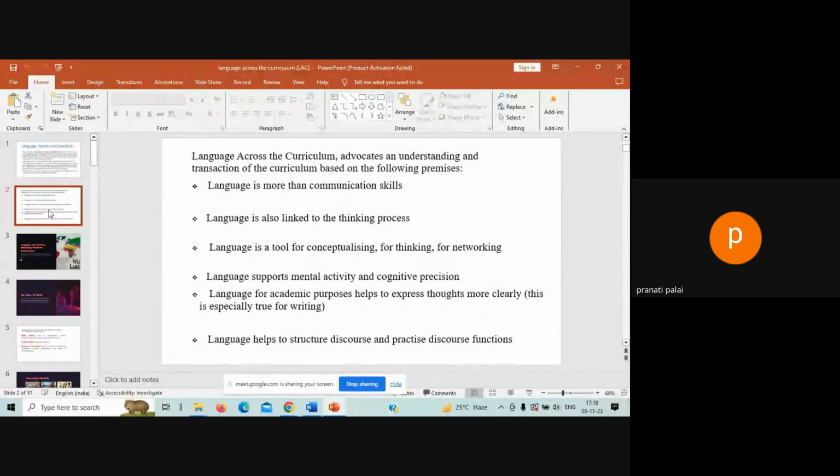So language for academic purposes helps to express thoughts more clearly. Language helps to structure discourse and practice discourse functions. What is discourse?